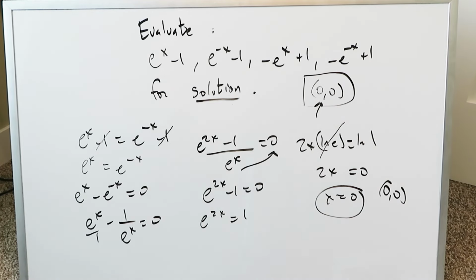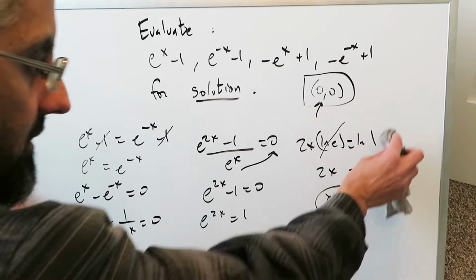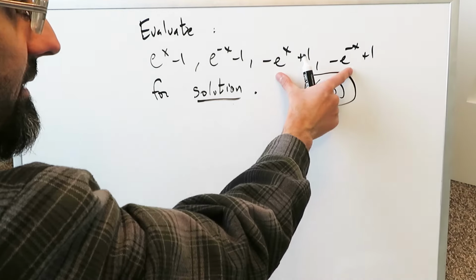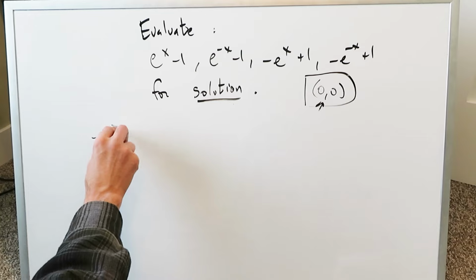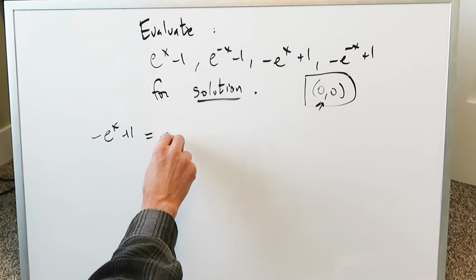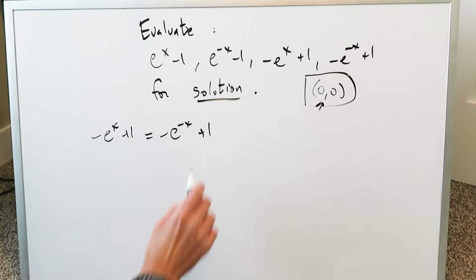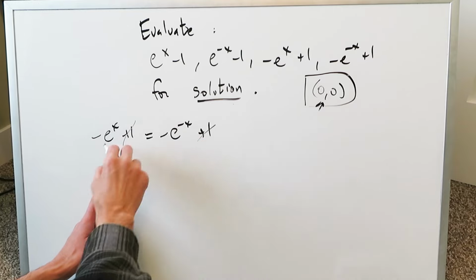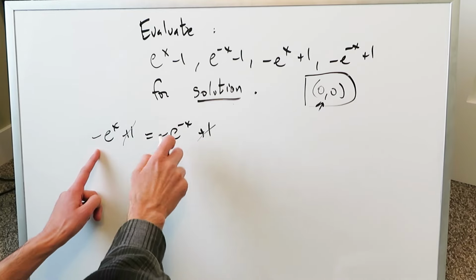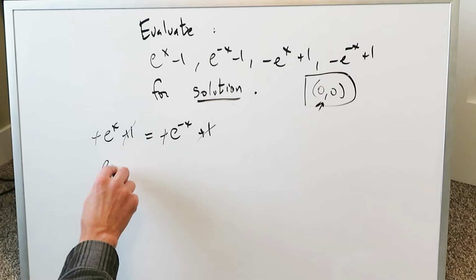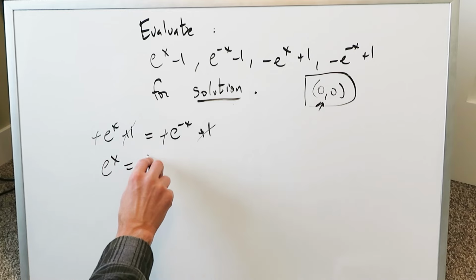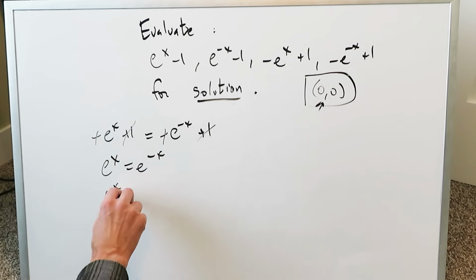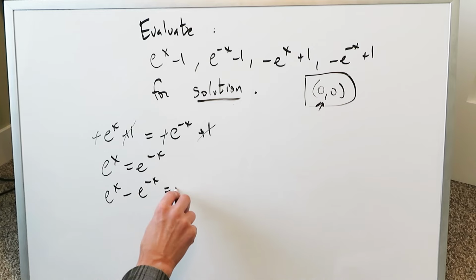Let's take another group of two equations and work with those. For the next two, let's take these last ones right here. We have minus e to the x plus 1 is equal to minus e to the minus x plus 1. You know these ones will cancel out because it goes on the other side, it zeroes out. The minuses cancel each other out. E to the x is equal to e to the minus x. Take this on the other side, e to the x minus e to the minus x is equal to 0.